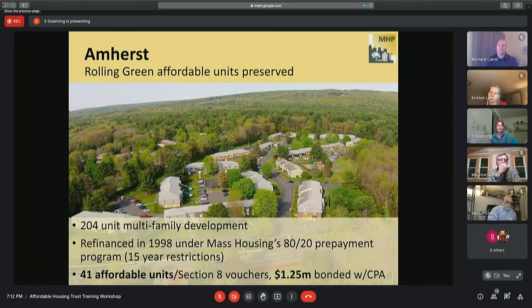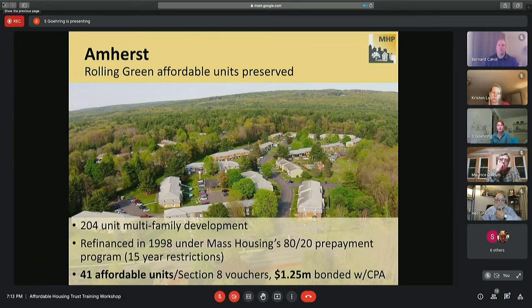We did some initial work with them, and it was ultimately decided that the community reached out to Beacon Communities, a large developer that has extensive experience with multifamily housing, affordable housing, Chapter 40B housing. And Beacon agreed to actually negotiate with the owner, who did not want to extend the affordability. Beacon was able to acquire it, but using some local funds. So their Community Preservation Committee recommended bonding $1.25 million, and the community agreed.